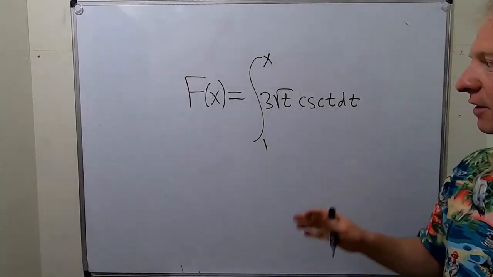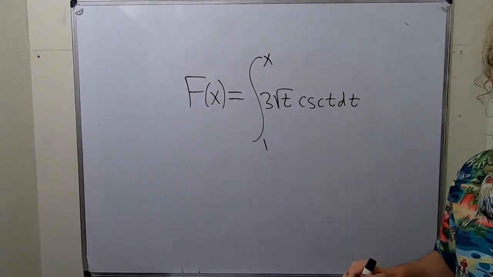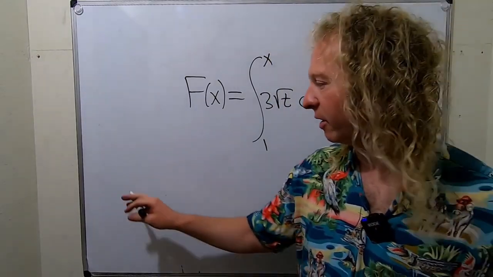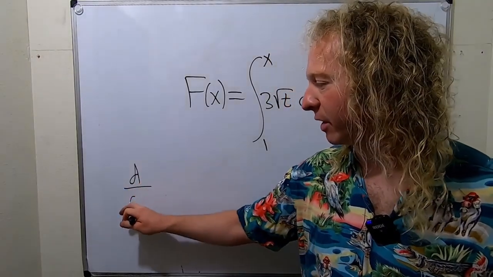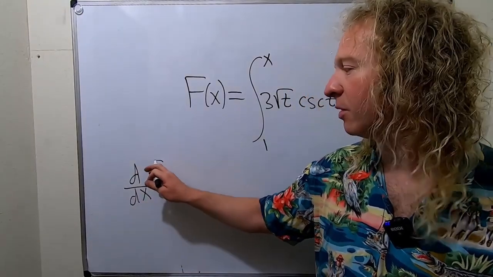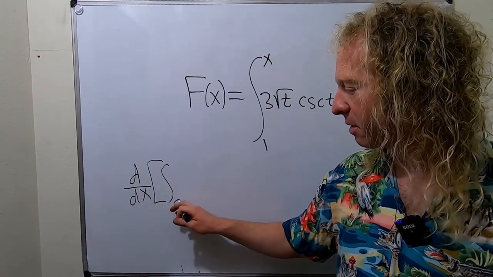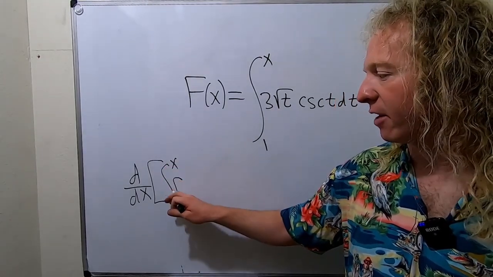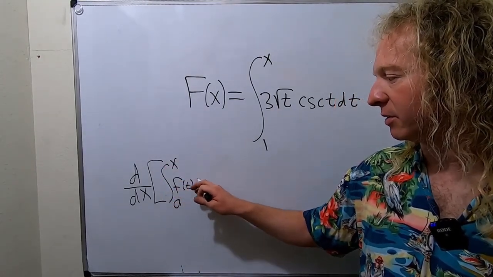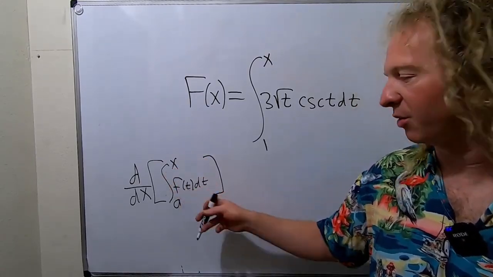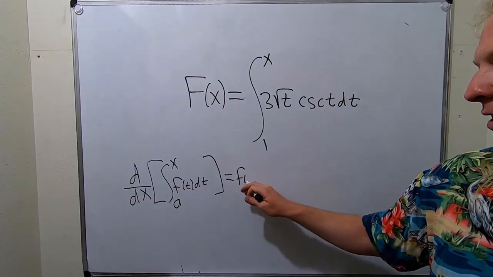In this video, we're going to find the derivative of this. We're going to use something called the second fundamental theorem of calculus. The formula says if you have the derivative with respect to x of the definite integral from, let's say, a number a to x of f of t with respect to t, all you do is you take the x and you put it where the t is. So it's just f of x.